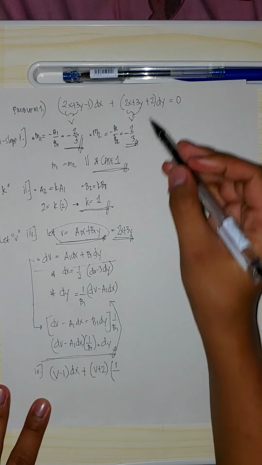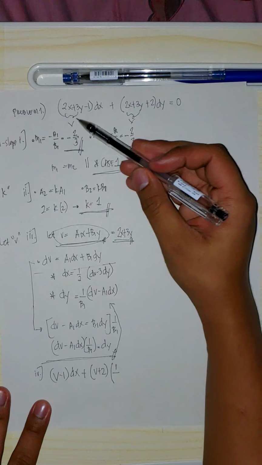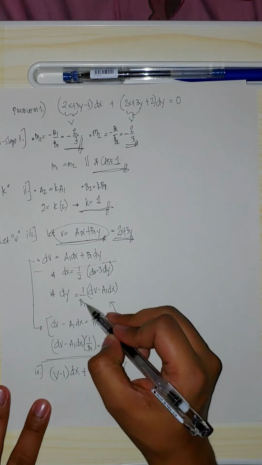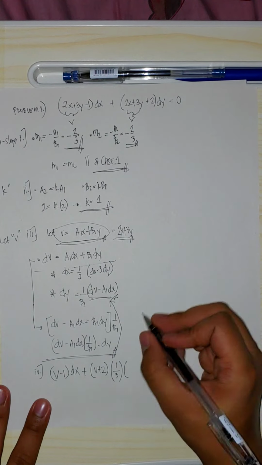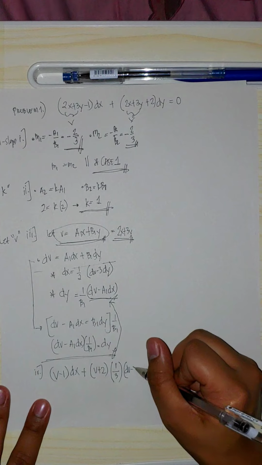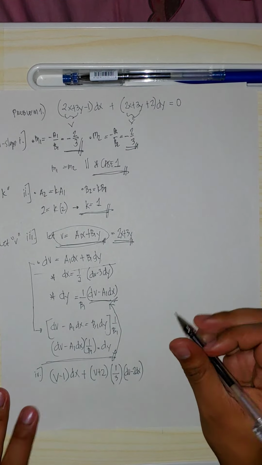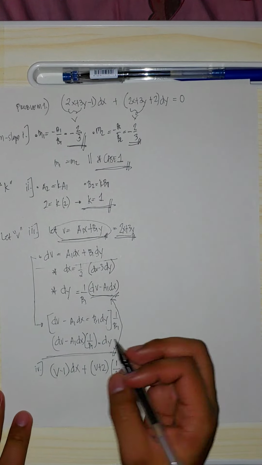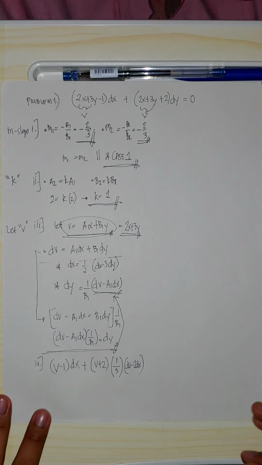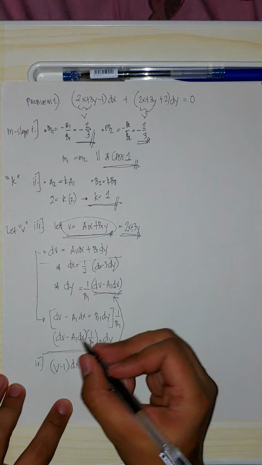So atong b1 na to is pila? 3. So 1/3 times, we have here dv minus a1 dx. So dv minus a1 na to is 2. So that is 2 dx. Ato ni siyang i-distribute para mabulag-bulag na to sila. So we can find a reasonable nga relationships.